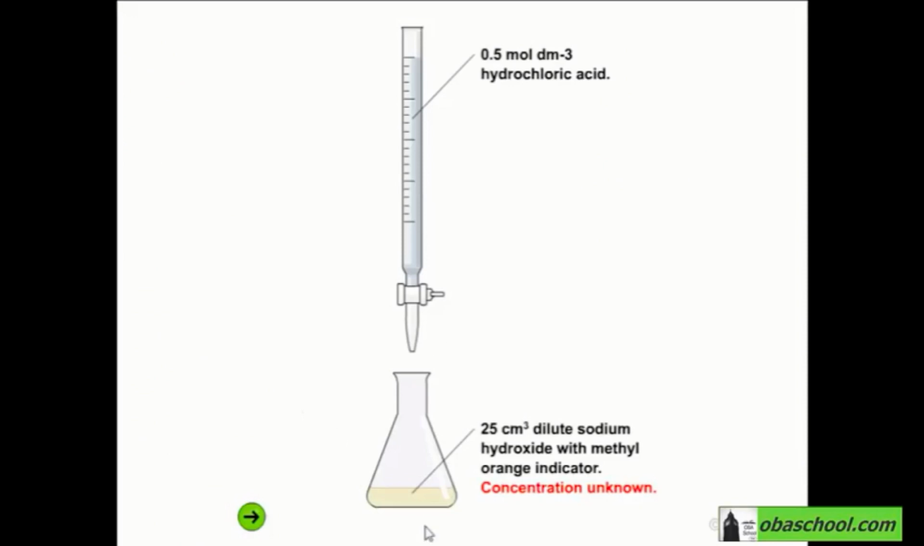Here in this flask we have 25 centimeter cubed dilute sodium hydroxide with methyl orange indicator. Sodium hydroxide is the alkali solution or basic solution, and methyl orange indicator allows the change in color. In the burette, we'll put 0.5 mole decimeter cubed hydrochloric acid. So in the burette, we put the acid, and in the flask, the base with the indicator, which is methyl orange. Now we will start the titration.